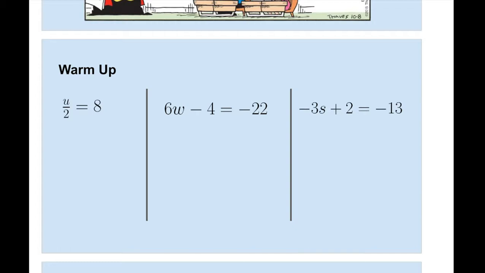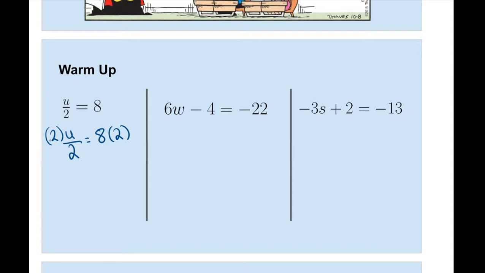So if I look at the first example, u divided by 2 equals 8. If I want to get u by itself, I need to get rid of the divide by 2. In order to do that, I'm going to multiply, or do the opposite of dividing by 2, which is multiplying. And then I'm going to balance by doing the same thing to both sides. So I've multiplied the one side by 2 and the other side by 2.